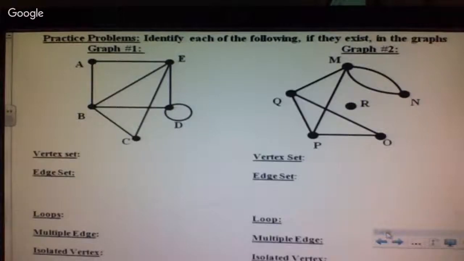All right. So take a look at graph 1. The first thing they want us to write is the vertex set. So I've got to list all of my vertices. I'm very particular when I do this. I like it in alphabetical order. Okay. So with the vertices, we started A, B, C, D, and E. Those are all your vertices.